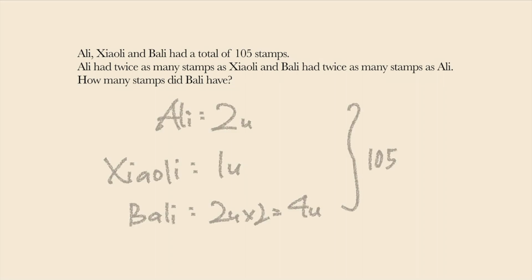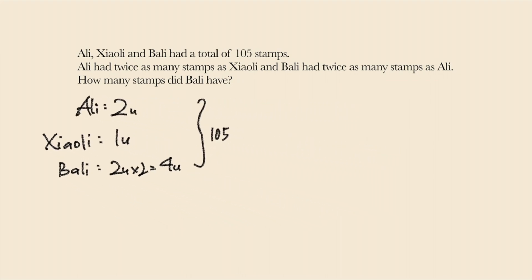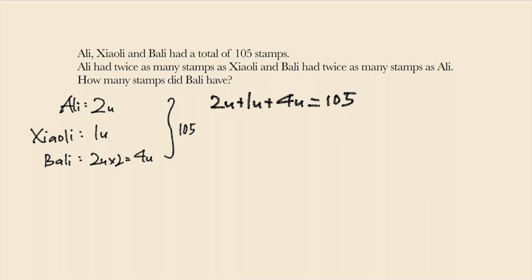So A, X, and B had a total of 105. Ali had twice as many as X. So Ali, 2u, X, 1u, and Bali had twice as many as Ali. So whatever Ali had, double that, that's 4 units. And the total is 105. So we can say that 7 units is therefore 105.